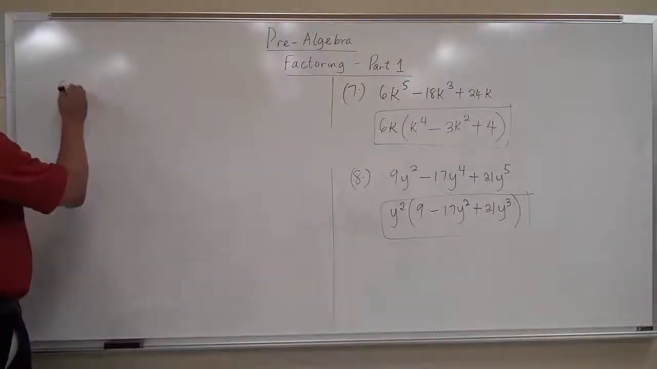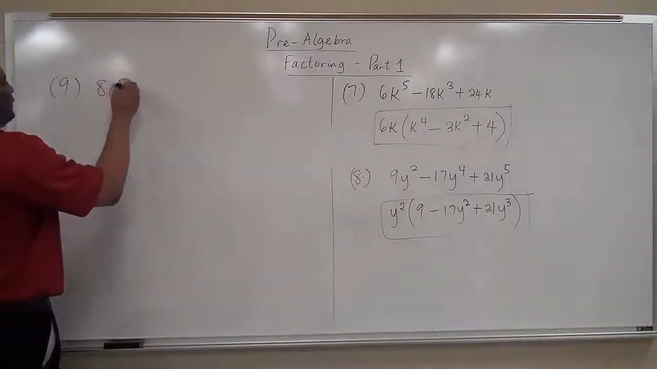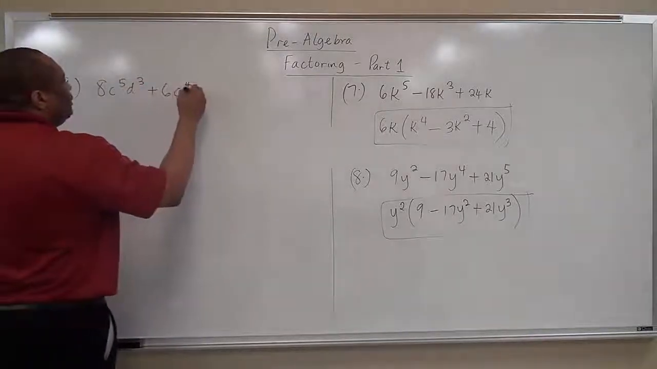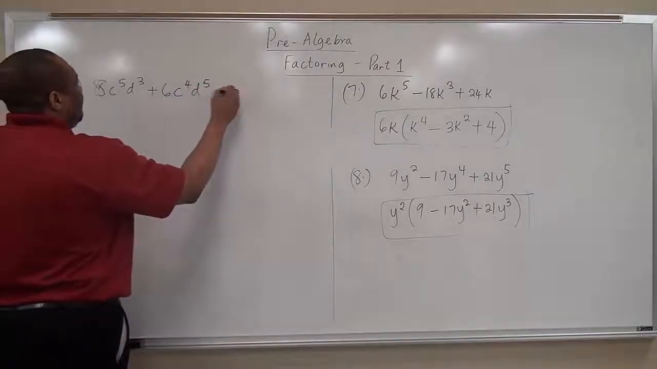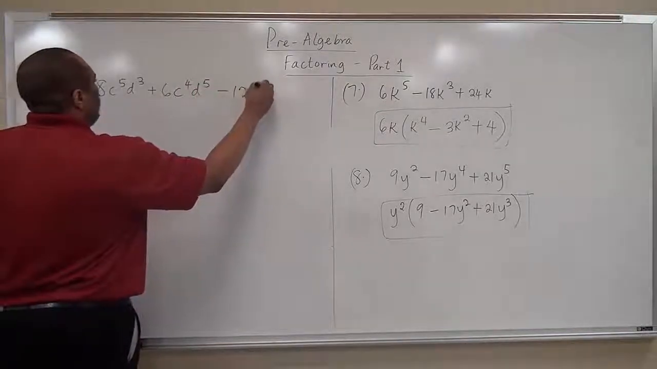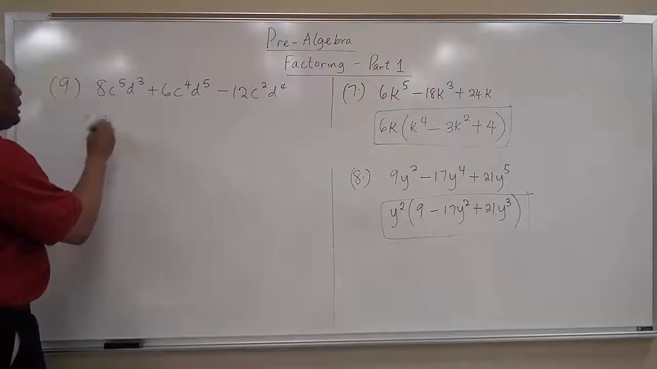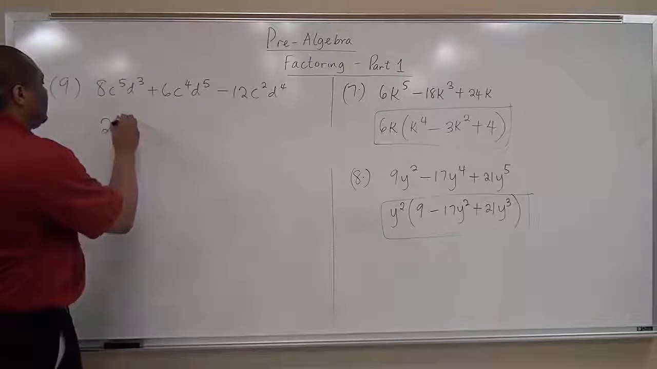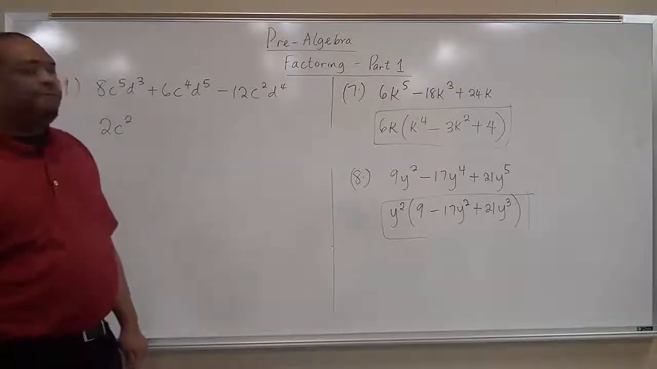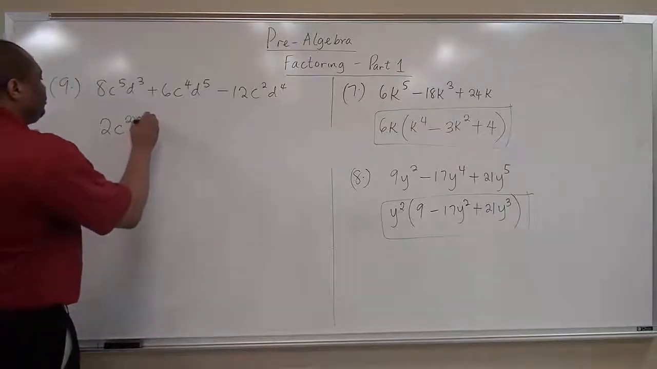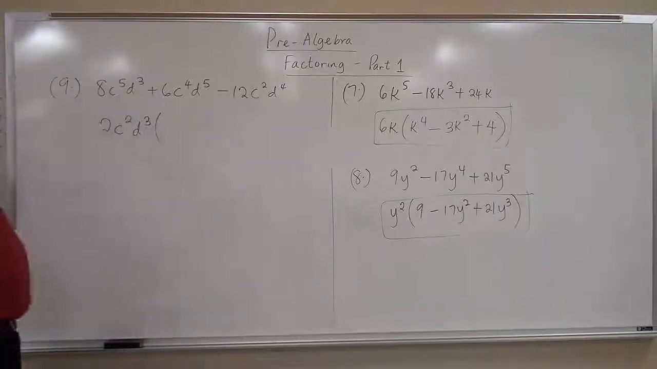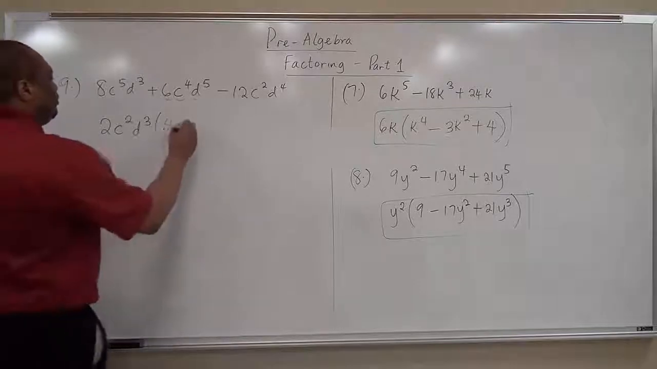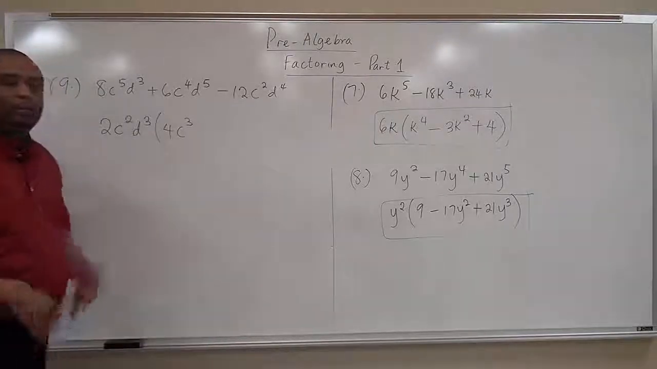Question 9. 8c^5d cubed plus 6c^4d^5 minus 12c squared d^4. Then look at the c^5, c^4, c squared: c squared. d cubed, d^5, d^4: d cubed. Okay, what is remaining? 8 divided by 2 is 4. c^5 divided by c squared is c cubed. d cubed divided by d cubed is 1.